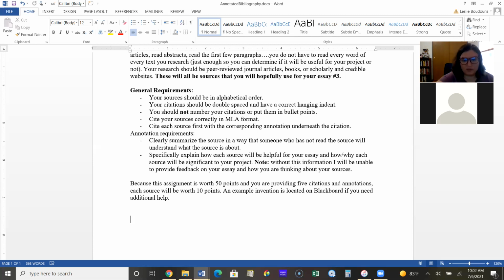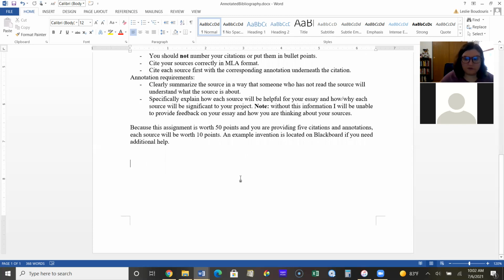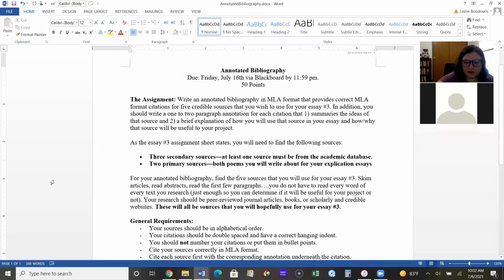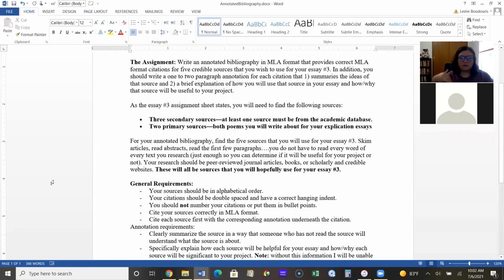The annotated bibliography is worth 50 points overall. Each source will be worth 10 points. So if you only provide 4, that's only going to be a maximum of 40 points. So that's just a breakdown. It's really easy. I'm telling you how that is going to go right away. If you cite everything correctly, but you don't provide any annotations, the citation, the summary, and the explanation of how that source is significant will each be a third of the 10 points.